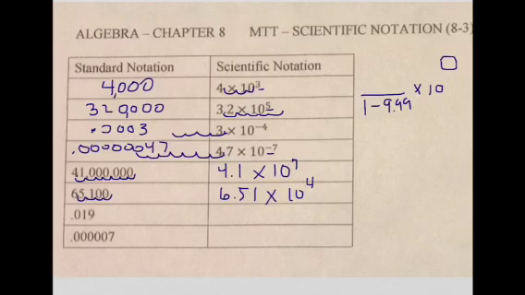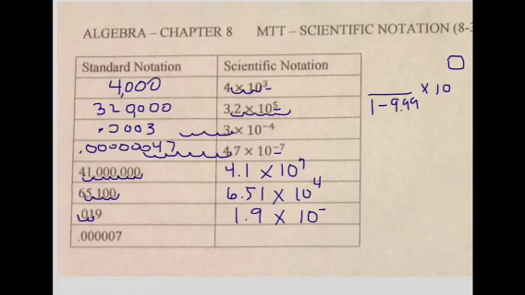Now this time our number is small. So again, it's too small for the number in our scientific notation. So we're going to need to move that decimal. So we're going to put it between the 1 and the 9. 1.9 times. Now we need to move the decimal back to where it started. So it would be 1, 2. So it's going to be 10 to the negative 2.